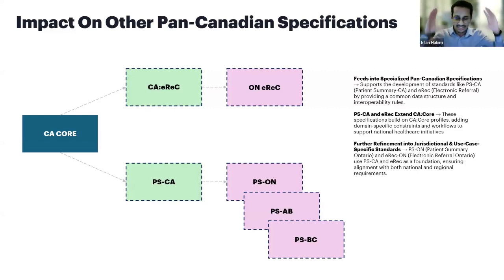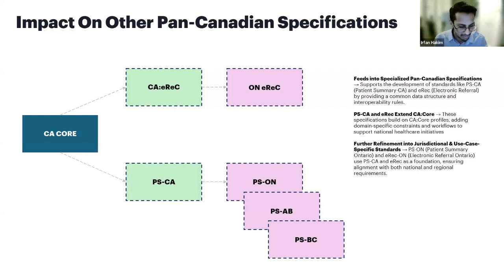and that's why CA Core will have a certain list of information that needs to be consistent, needs to be captured at a national level. It'll make it so that it's consistent enough that there are minimal changes required at the pan-Canadian level when it comes to e-referral and PSCA, and then you just go down that level essentially.